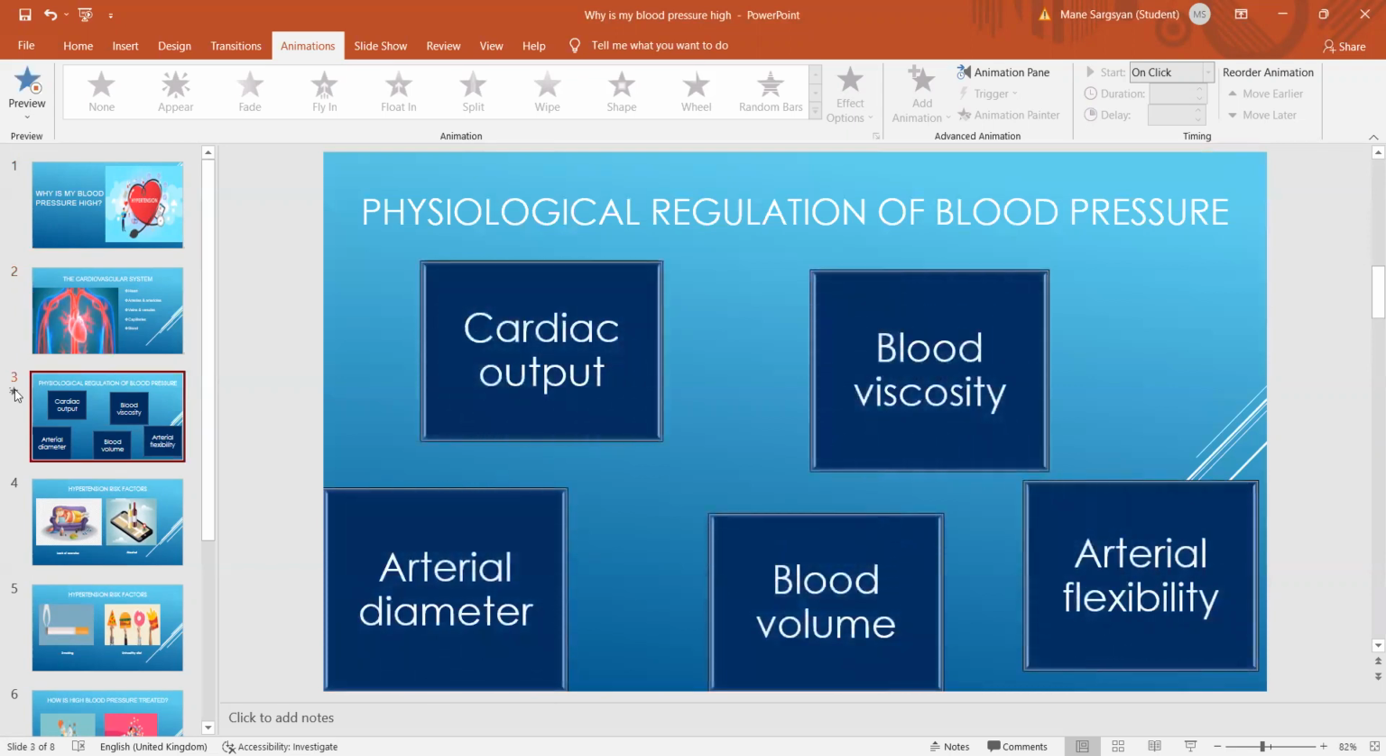Blood pressure could be defined as the force that our blood exerts on the arteries as it circulates throughout the system. There are several physiological factors that affect and regulate blood pressure. One of them is cardiac output, which is the amount of blood ejected by the heart in a minute. So the higher this amount, the higher our blood pressure will be.